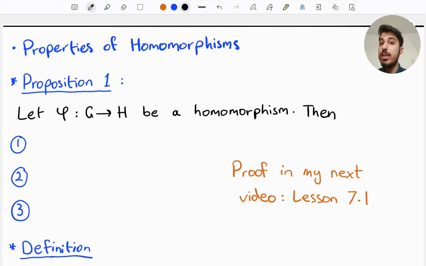Okay, now we've seen a lot of examples on homomorphisms. We know what can be a homomorphism and what can be an isomorphism and what cannot be even a well-defined map. So let us now move on to some properties that homomorphisms can bring about. So the first proposition says: let phi going from G to H be a homomorphism, then phi sends the identity of G to the identity of H.